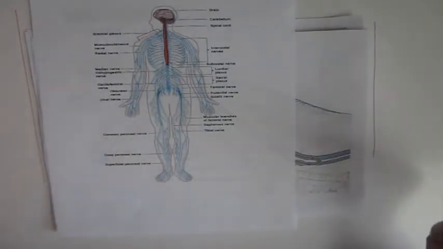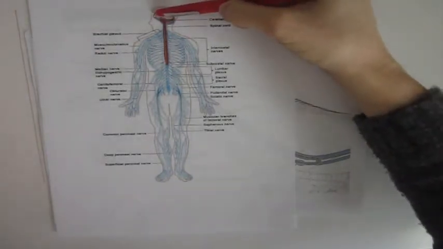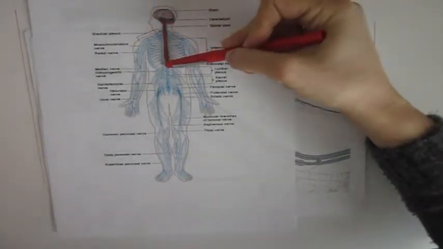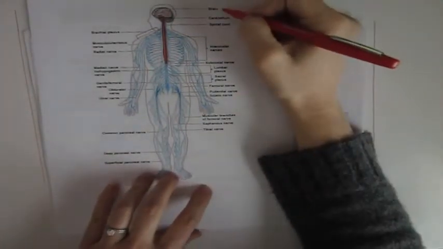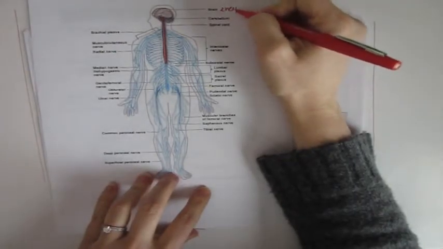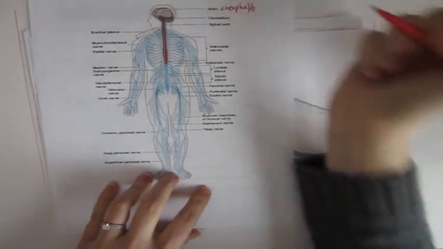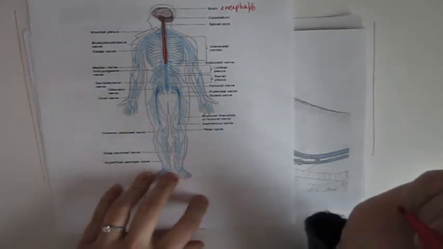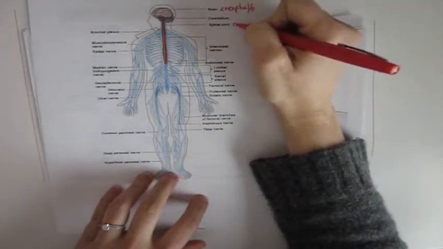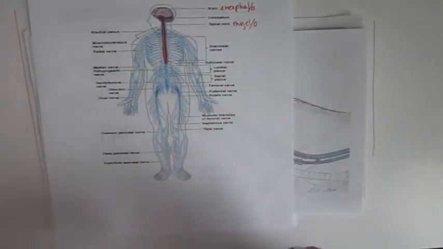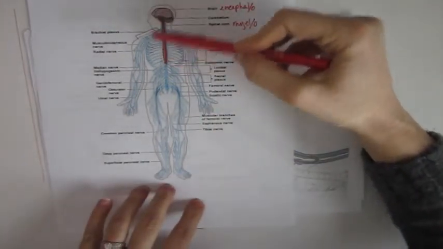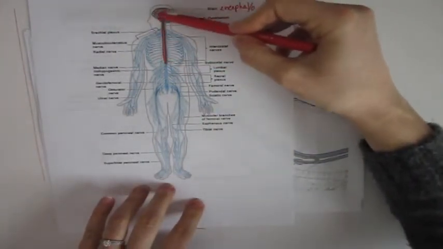The central nervous system is made up of two things, the brain and the spinal cord. So here's our brain, and here's the spinal cord. The combining form for brain is encephalo. And the combining form for spinal cord is myelo. And those are the two things that make up the central nervous system. See, they're central to the body. They run down the middle of the body.